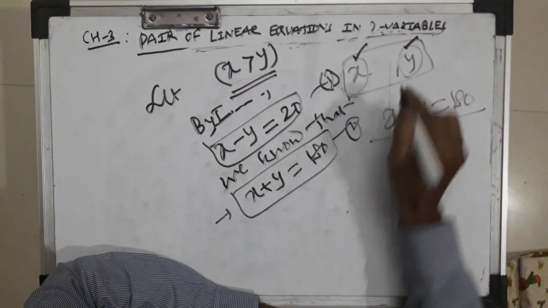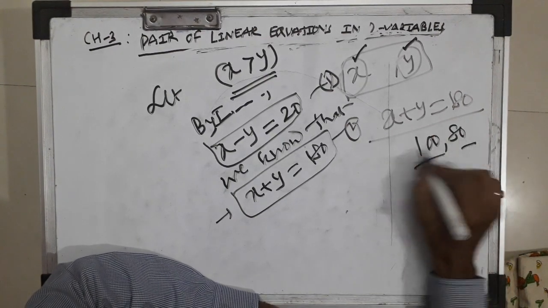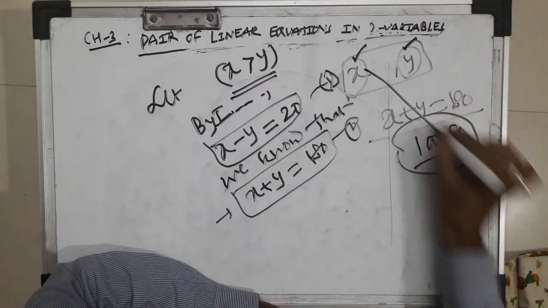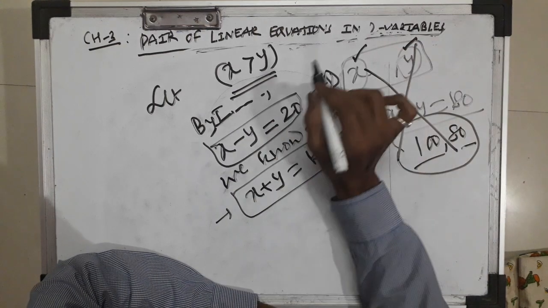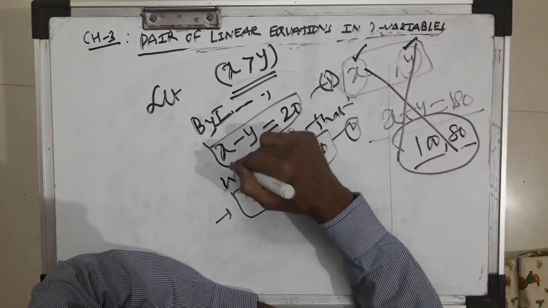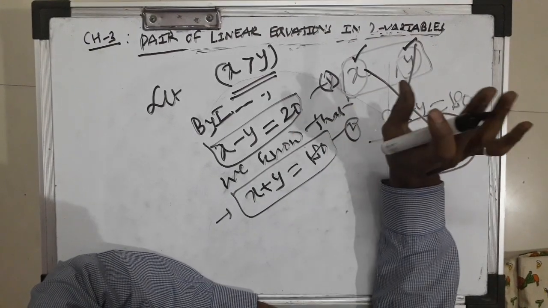If we solve it, then we can get one answer as 100, another as 80. 100 plus 80 is 180, and the difference between these is 20. Right? This total question is: the difference between the two supplementary angles is 20 degrees. Find the angles. Directly this is the question.